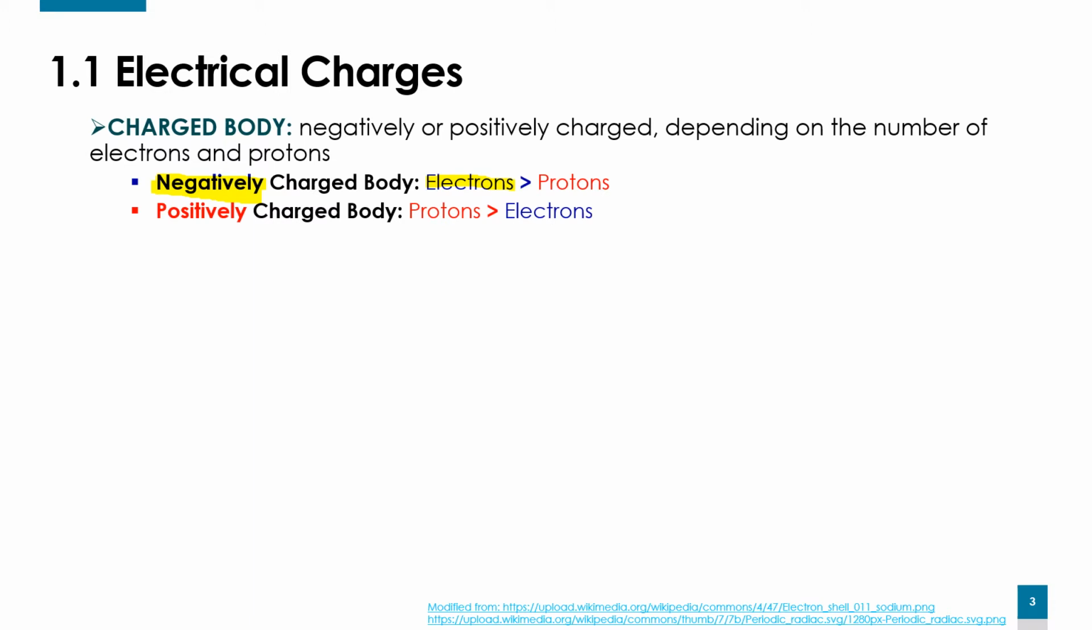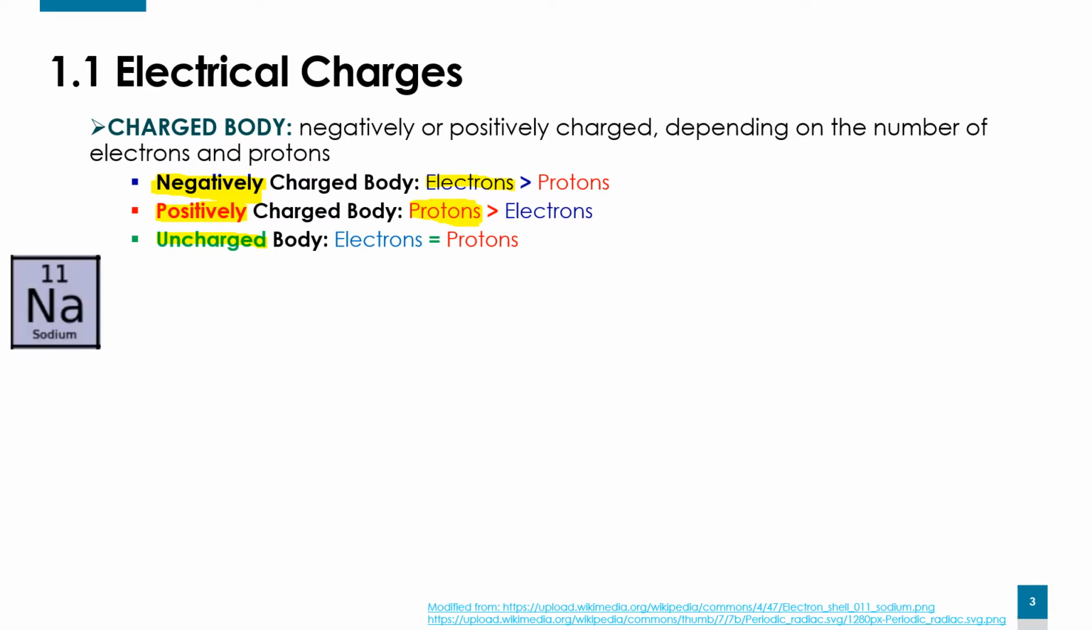What about a body that is positively charged? What must it have? It must have more protons than electrons. Okay, so it must have more positive charge than negative charge. And when do I say I have an uncharged body, or a body that has no charge at all? It doesn't mean it doesn't have charge, but it means that the charges are equal. So the number of electrons, that is negative charge, is the same as the number of protons. So when I have the same number of electrons and protons, I say that body is uncharged. So let's do an example.